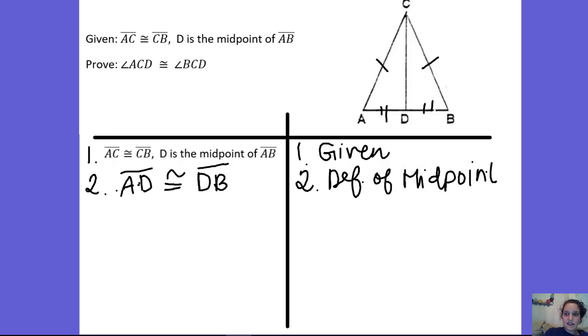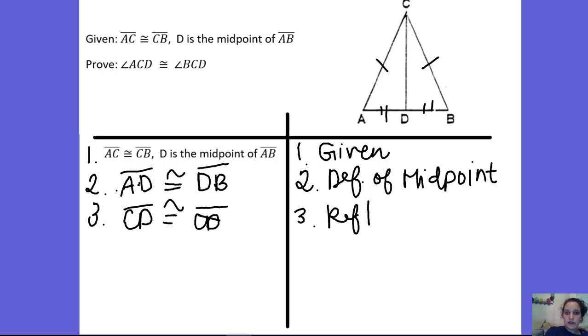And then I see that these two triangles share a side, they're touching. So whenever two triangles share a side, that is the reflexive property. So I'm going to say CD, the side that they share, is congruent to itself. CD is congruent to CD. And that is the reflexive property. And I'm going to mark that in my picture.